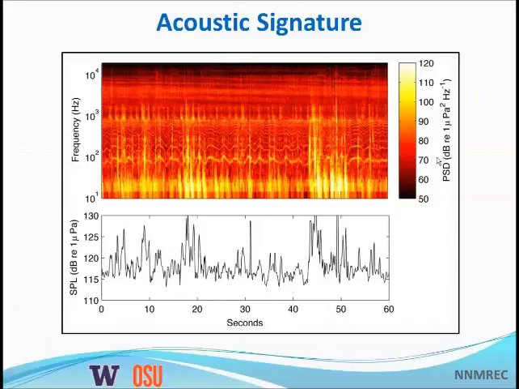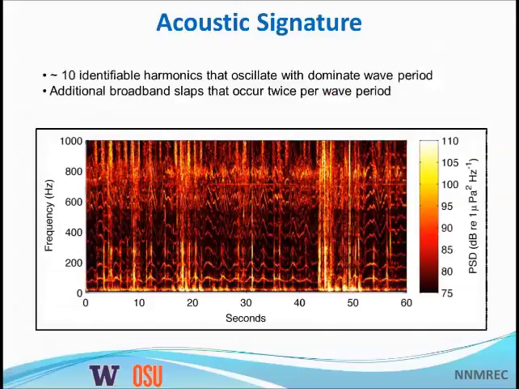In addition to those harmonics, we see what I call broadband slaps occurring at and above around 1,000 hertz that occur about twice per wave period. So to present this data in perhaps a more useful form, can I get the next slide, please?